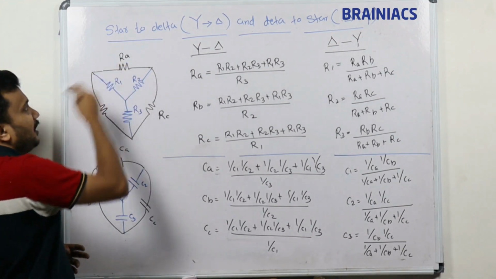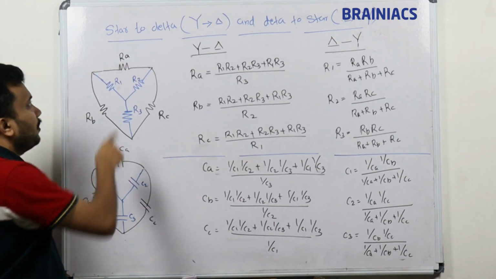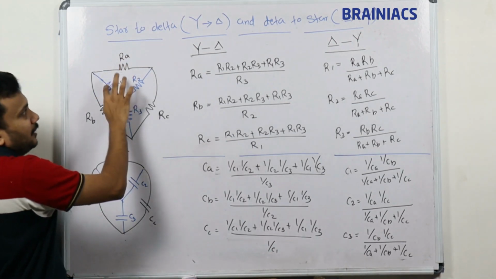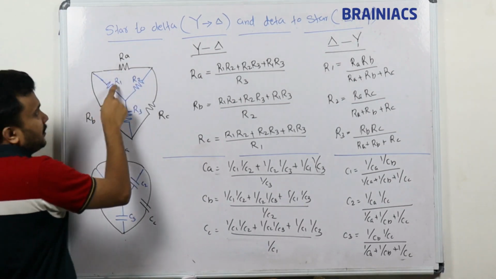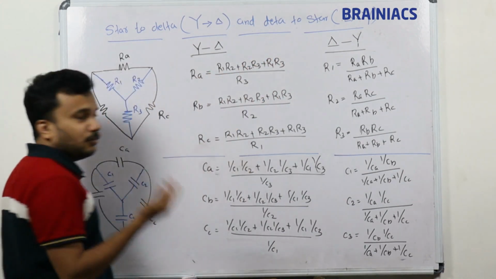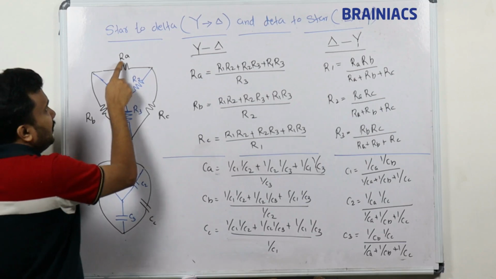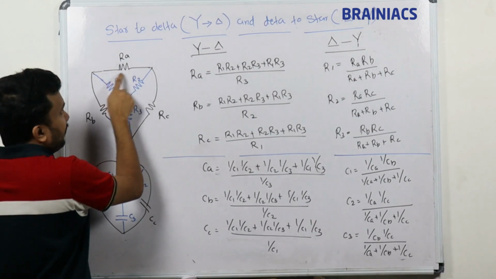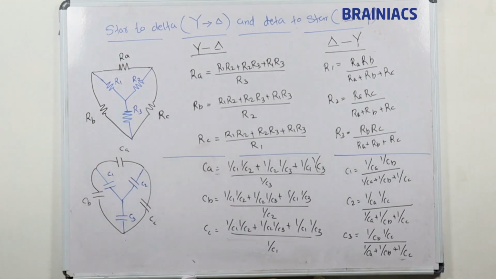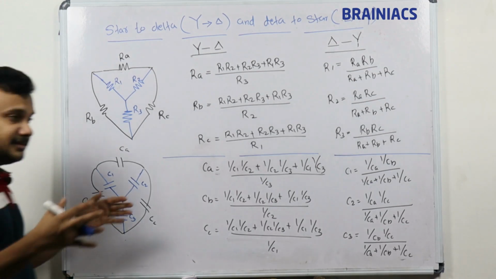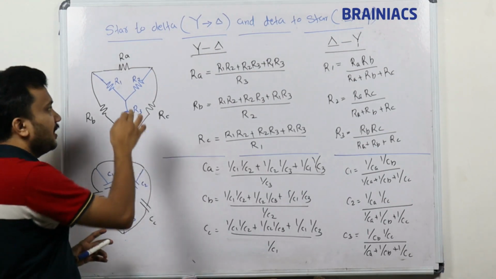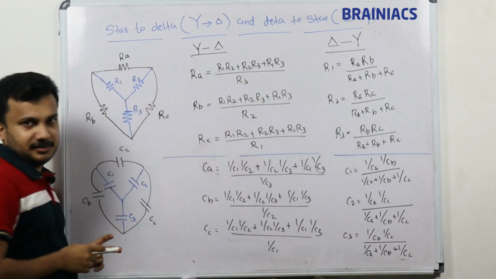Now, what is the formula for RA? The formula for RA is equal to the product of all the two resistances, which means R1R2, R2R3, R1R3. This comes in the numerator, and what comes in the denominator? If your RA is located between R1 and R2, then you have to divide by the opposite resistance. What is the opposite resistance to RA? RA is adjacent to R1 and R2. Your opposite resistance is R3. So you are dividing by R3.